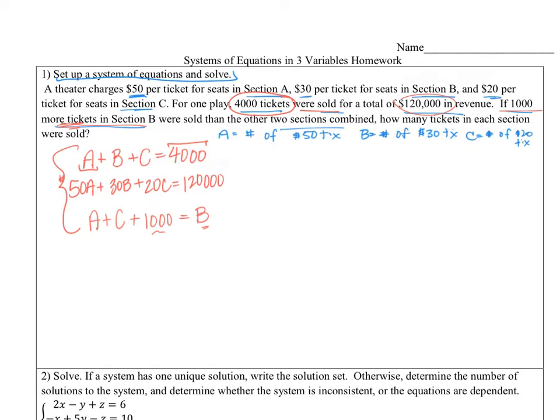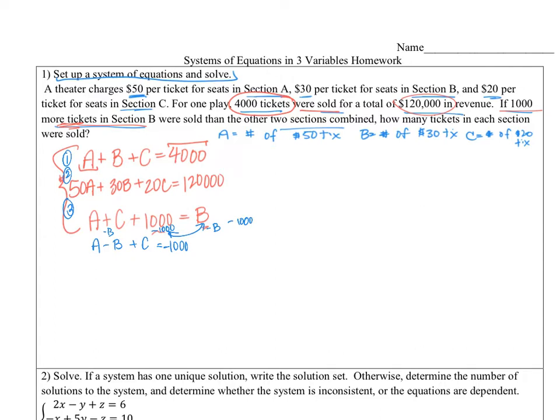Okay, so if I'm going to solve this, one thing that I might want to do is rewrite that third equation. If I'm labeling these equation 1, 2, and equation 3, I really want the B and the 1,000 to flip-flop. So this would be A minus B plus C equals negative 1,000. So minusing the B over and then minusing the 1,000 over. That's how I got that.